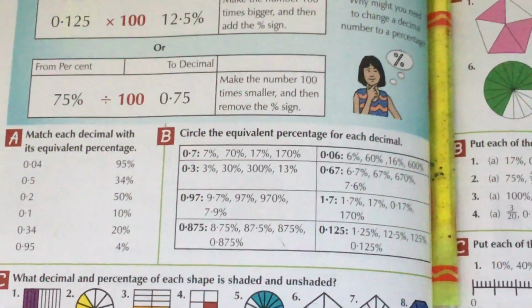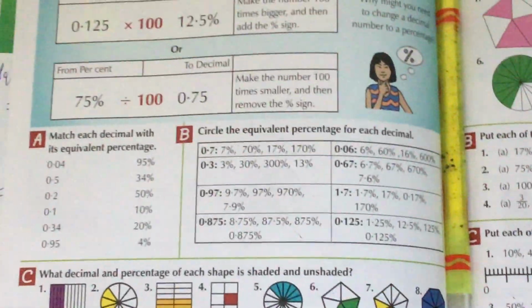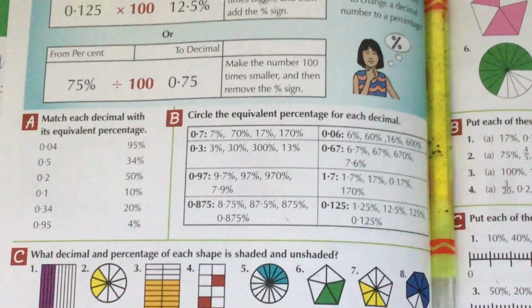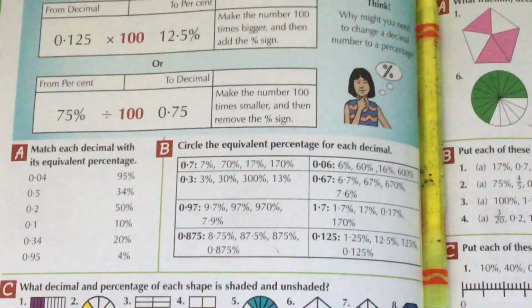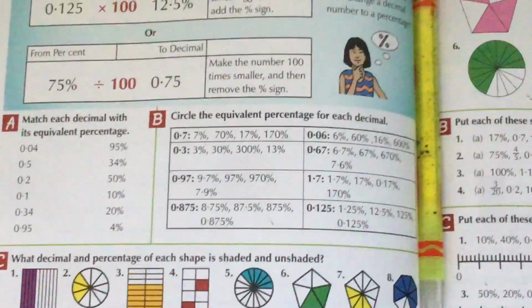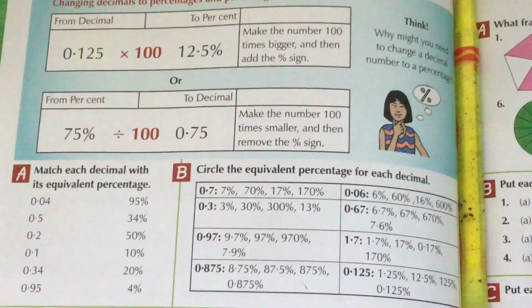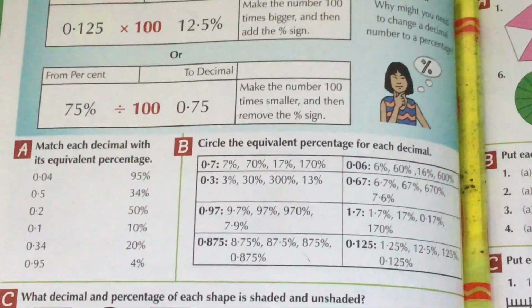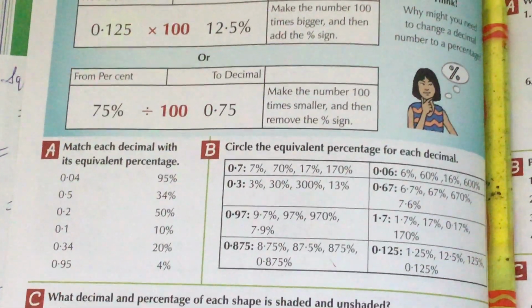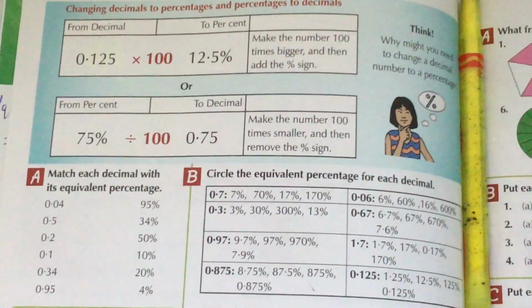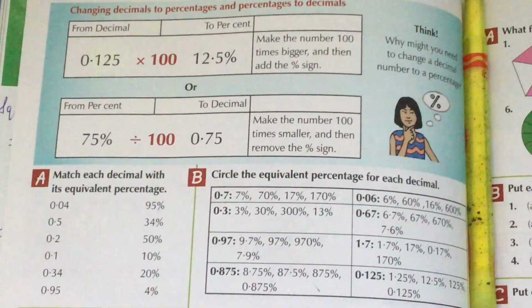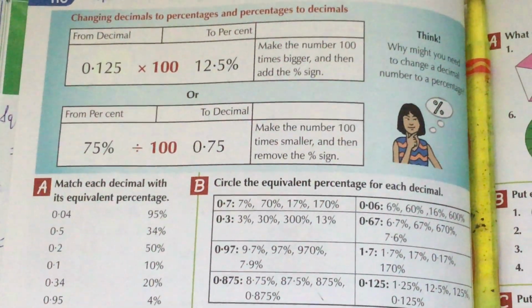But we know that we can do it much more quickly by moving the decimal point 1 place to the right for increasing times 10, 2 places to the right, increasing times 100, 3 places to the right, increasing times 1,000. But we're talking about percent, so we're increasing times 100, and it becomes 12.5%. So 0.125, when you change it to percent, you multiply by 100, you move your decimal point 2 places to the right, and you get 12.5%.